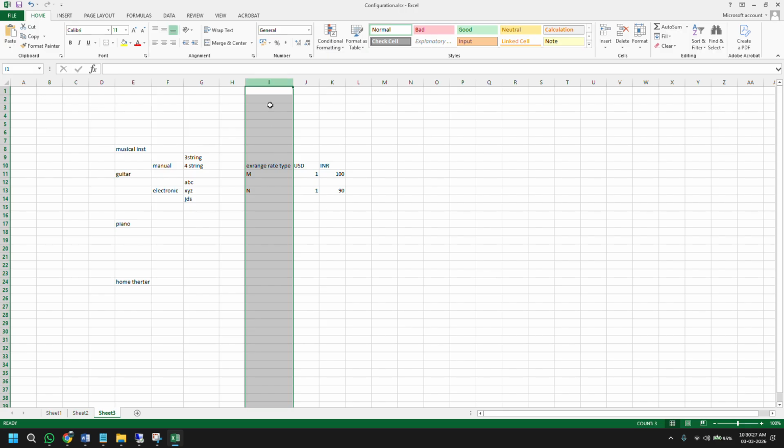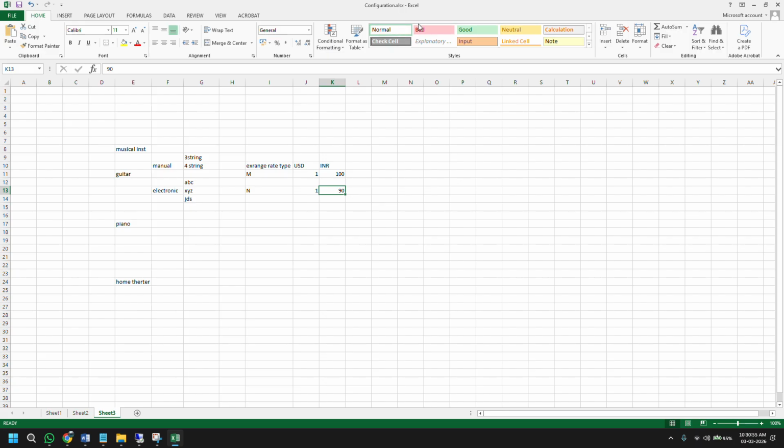But if I have another field, then I have some unique entry, right? Whenever the exchange rate type is M, then the exchange will be 1 USD equal to 100 INR. But when the exchange rate type is N, then I can have another value for 1 USD. It could be 90 INR. Okay. Again, as I said, these are all financial terms. When you maintain this exchange rate, not you actually, basically the finance person maintains the exchange rate.